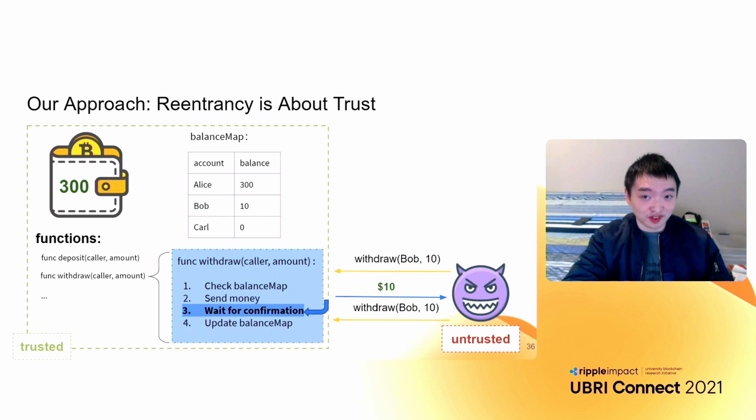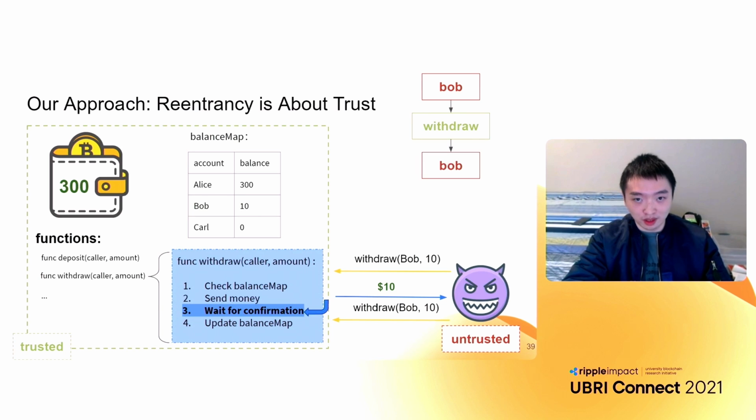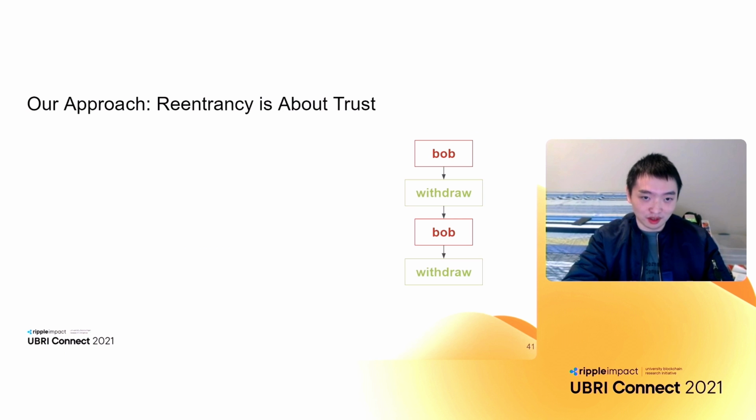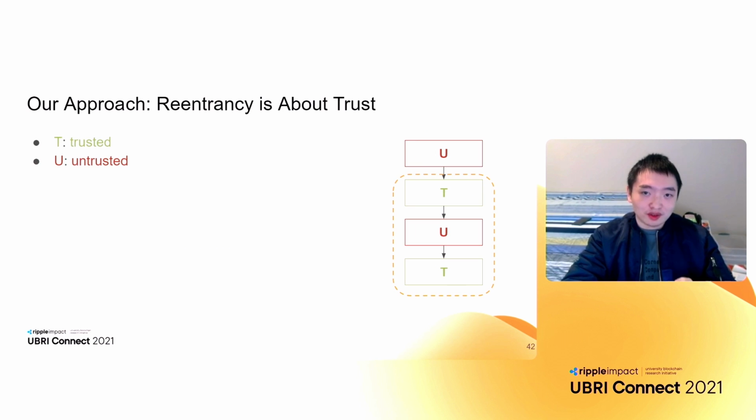Then this reentrancy started as Bob calls withdraw, then withdraw calls to Bob, and Bob calls back to withdraw again. You can see there is a pattern indicating a reentrancy here. Let's take a closer look. See, this is the pattern of trusted followed by untrusted followed by trusted. This pattern is what we use to define reentrancy.